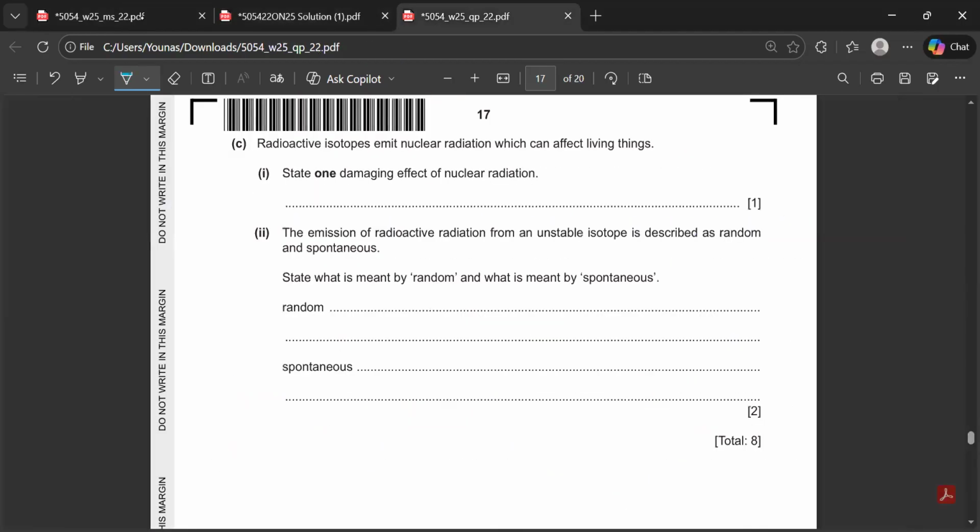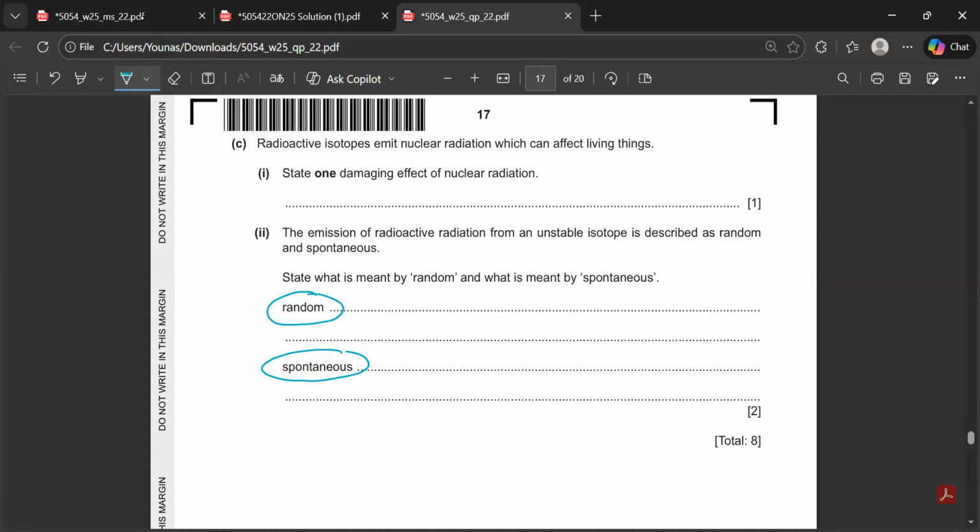So then he says the emission of the radioactive radiation from an unstable isotope is described as random and spontaneous. What is the meaning of random and what is the meaning of spontaneous? Okay. Random means that you cannot predict at what time decay will happen, and you can also not predict which atom will decay. This is the meaning of random, that you cannot predict the time, you cannot predict which atom will decay.